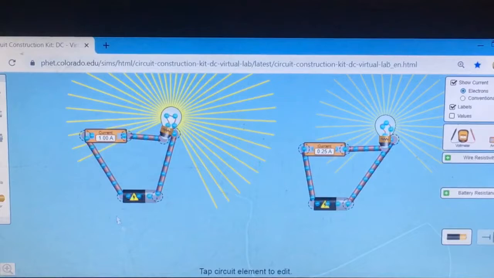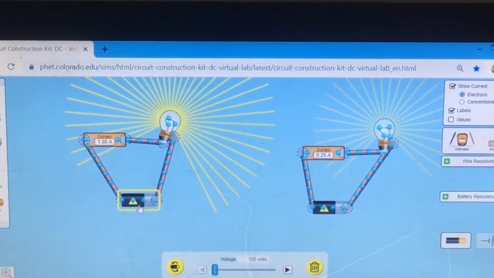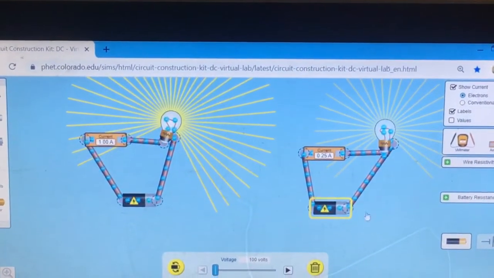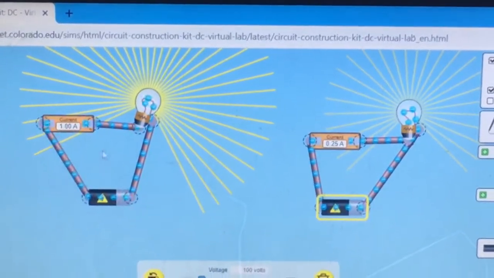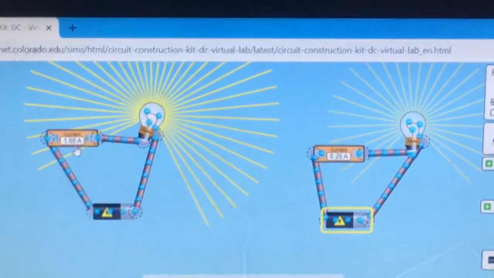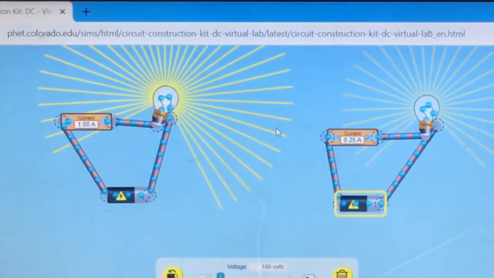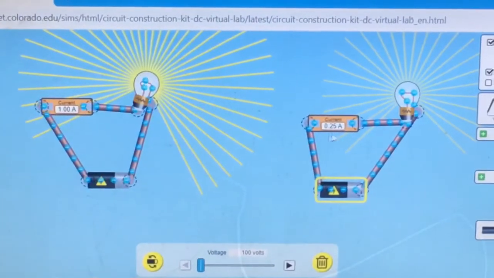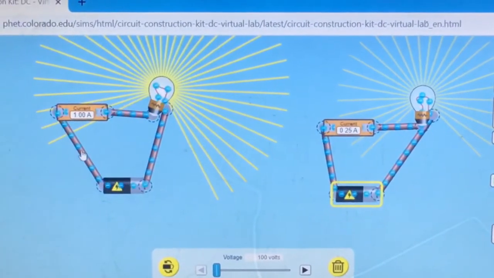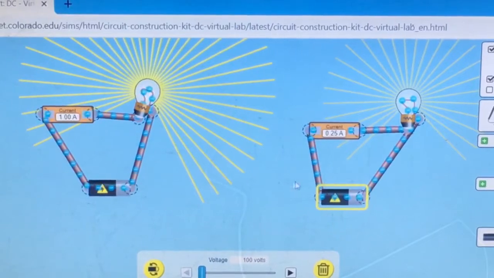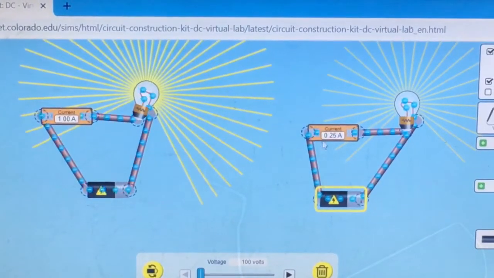Okay, so what I did is, the battery is 100 volts in both cases. You can see both cases, right? The battery is 100 volts. And this current you can see is 1 amp, and here the current is 0.25 amp. And you can see here the electrons are moving very fast. Here you can see the electrons are moving very slowly.